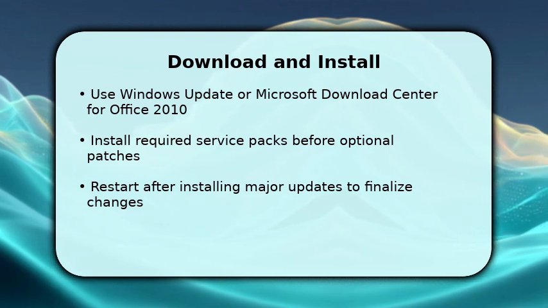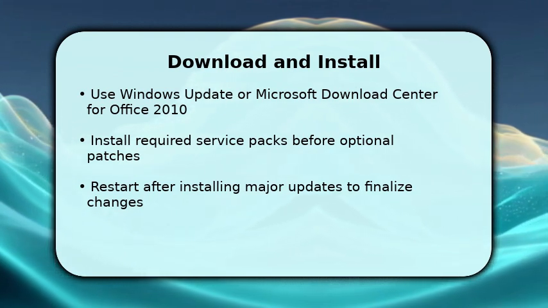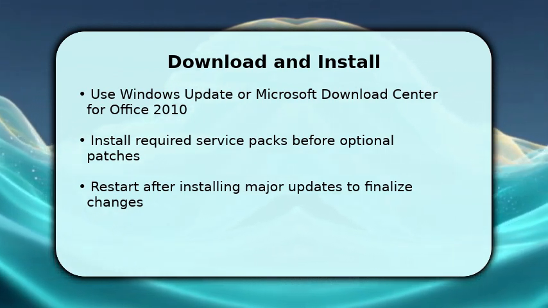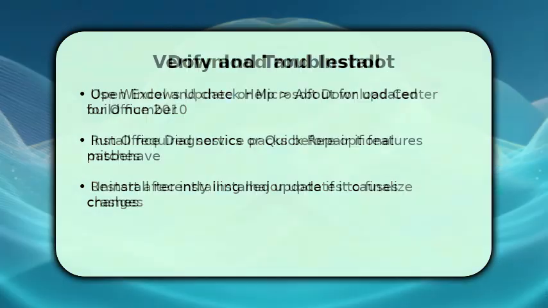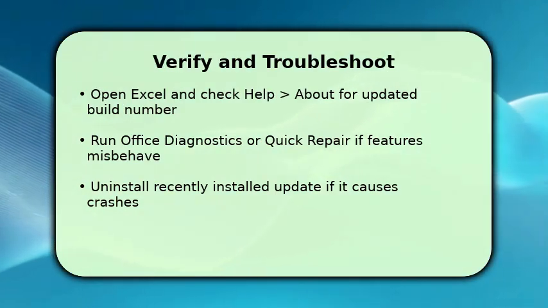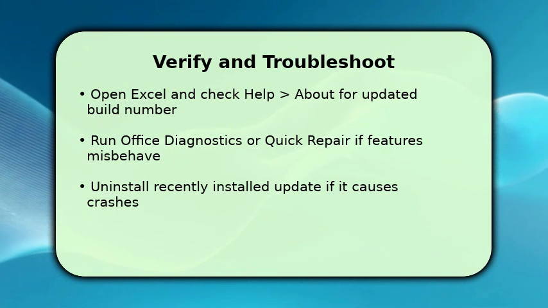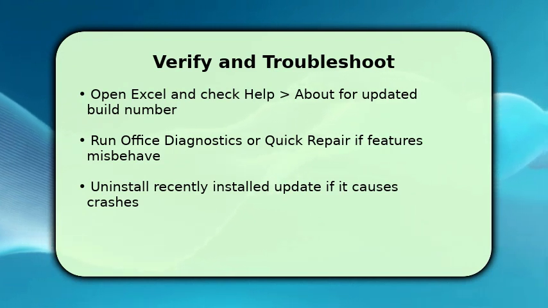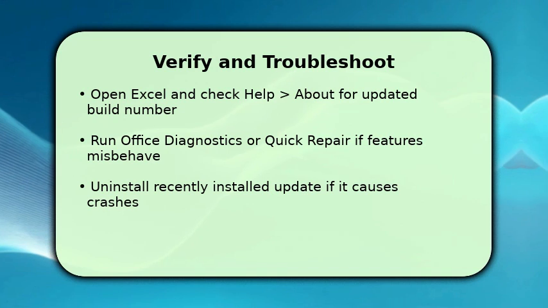You verify success by opening Excel and checking the About dialog for the new build number. Testing key features ensures functionality. If something behaves oddly, run Office Diagnostics or the Control Panel Quick Repair to fix corrupted files.